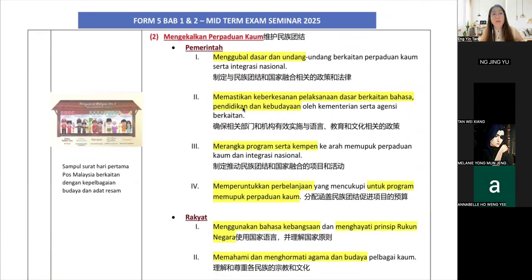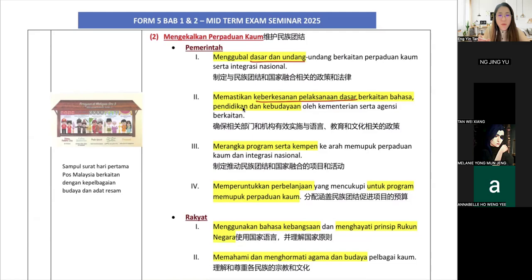The second one is perpaduan. Okay, politic, economy, and social law. So how do we defend? What are the things that we need to defend? Number two is perpaduan, unity. As a government leader, they need to do something to make sure unity is there. So what do they need to do? Plan the policy, guys. Create the policy and the law. And they want to make sure that the policies are effective. Okay? So yeah, they need to make sure that all these policies are effective.